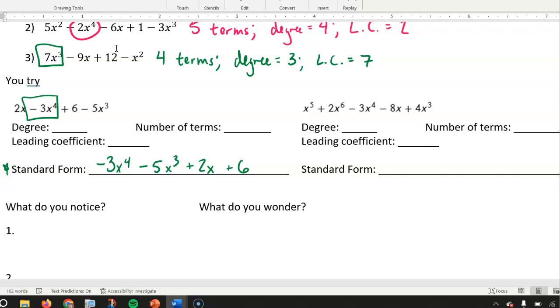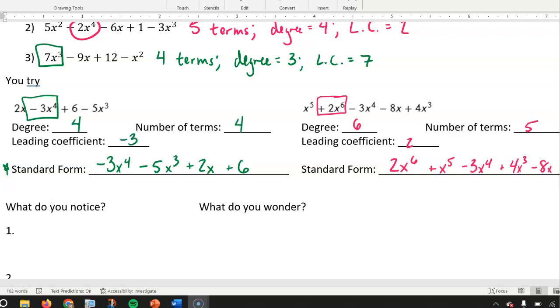And now it's easy. When it's in standard form, it's easy to find out what the degree and the leading coefficient would be. And even if it's not in standard form, you can easily find those. So I want you guys to go ahead and find these missing pieces. And then for the next one, find the standard form and the degree, leading coefficient, and number of terms for that one as well. So go ahead and pause this video and hit play when you're ready to check to see if you've done it correctly.